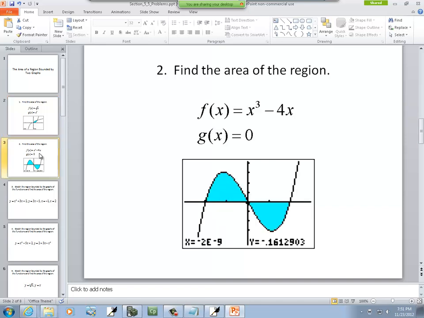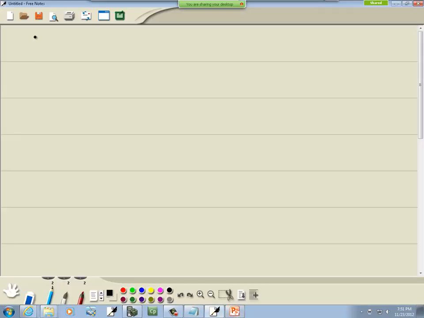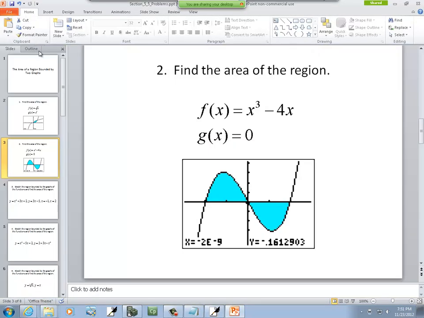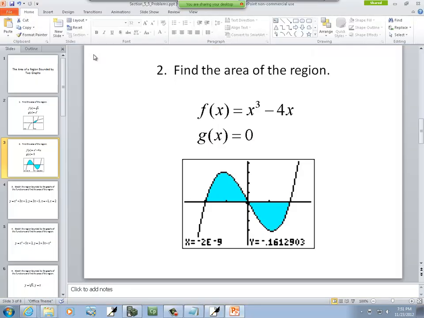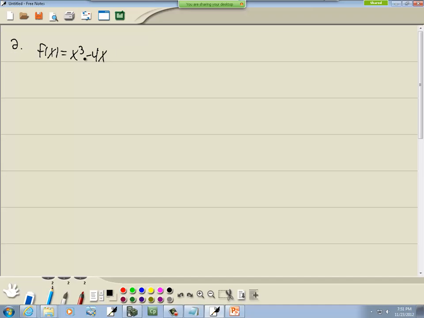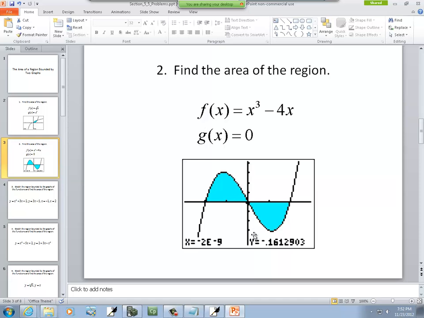Okay, let's look at our second problem. Got f of x is equal to x to the 3rd minus 4x, and g of x is equal to 0. Now, looking at this is kind of obvious. I'll find points of intersection just to give us some practice, but obviously it's -2 here, 0 here, and +2 here. And going from -2 to 0, you see how the curve graph is above y equals 0, which is the x-axis.